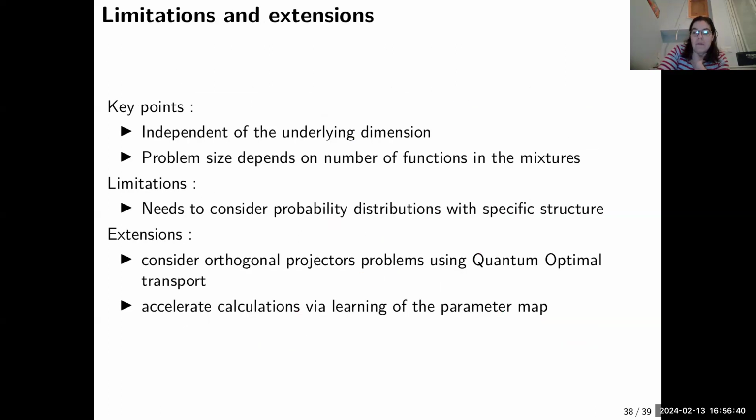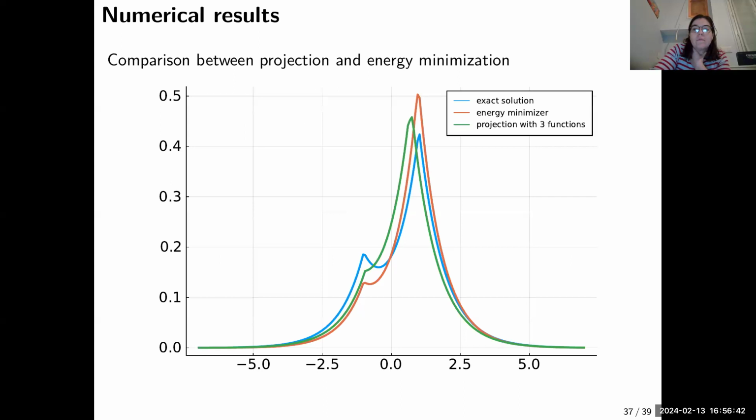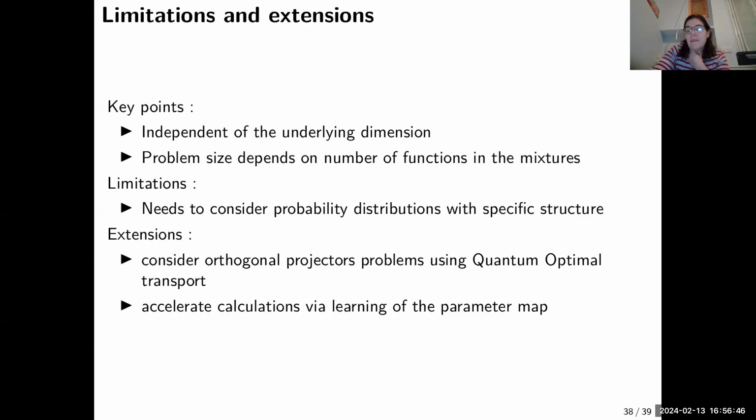This is another instance of a comparison between the exact solution of the toy 1D problem and its approximation as a mixture Wasserstein barycenter. So here, I would like to summarize and finish with this. What are the key points in this type of approach?